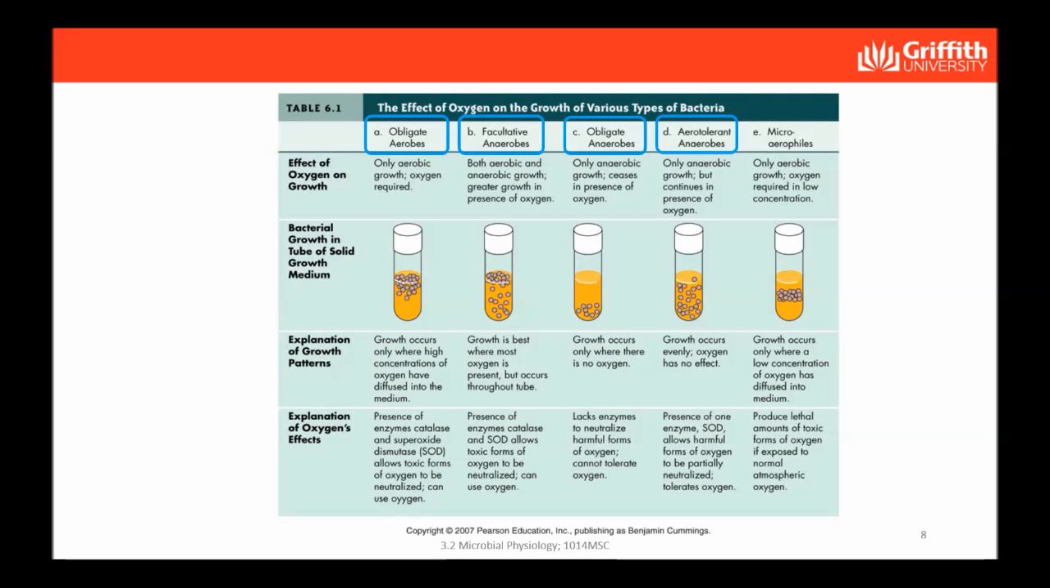Aerotolerant anaerobes require anaerobic conditions to grow. However, as their name suggests, they can survive in aerobic conditions as well. This is due to the partial presence of protective enzymes. The microaerophiles only grow specifically when oxygen concentration is low. Under normal conditions, these organisms can produce high levels of toxic substances that can harm the organism.